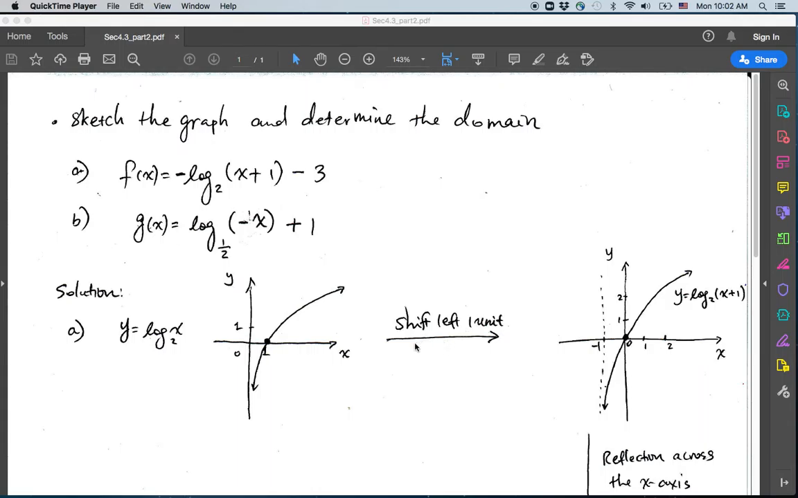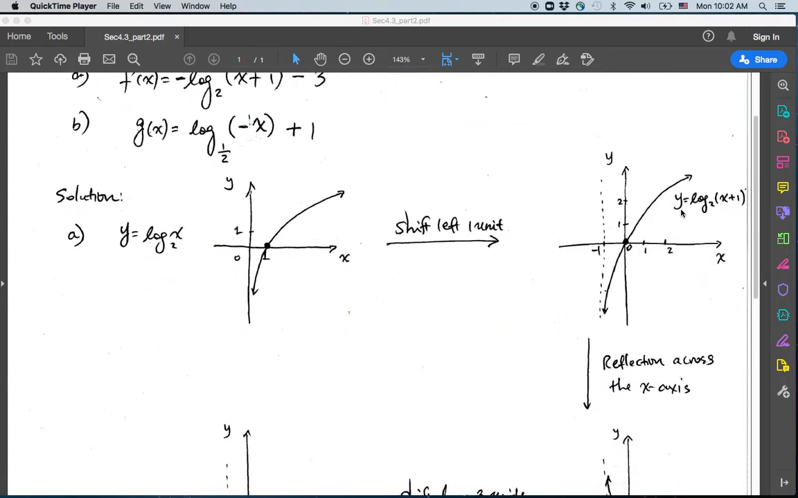First, we're going to shift the graph of the parent function left by 1 unit. That's going to give us a graph for y equals log of (x plus 1) with base 2. It still is going to be an increasing curve, but (1, 0) from the parent function moved leftward to (0, 0), which is the origin. And the vertical asymptote shifted to x equals -1.